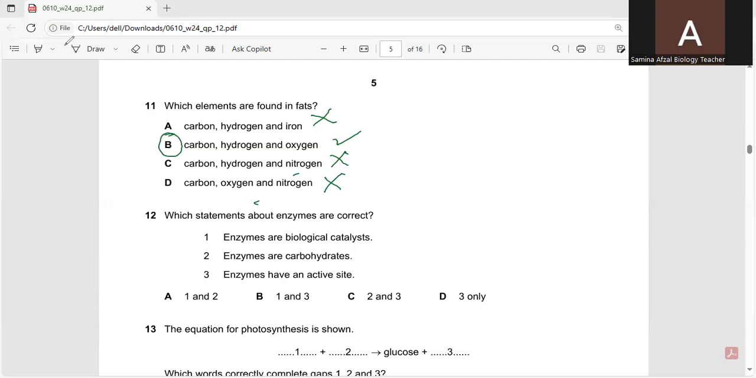Which statements about enzymes are correct? Enzymes are biological catalysts. Yes. Enzymes are carbohydrates. No. Enzymes have an active site. Yes. So 1 and 3. So B is the correct option. A, C, and D are not the correct options. Only B is the correct option.